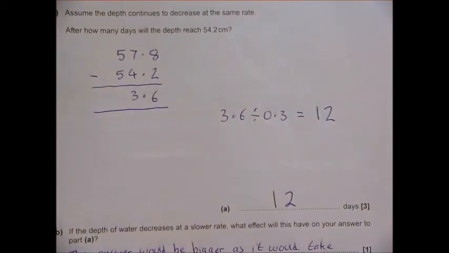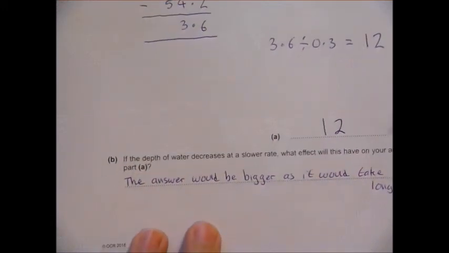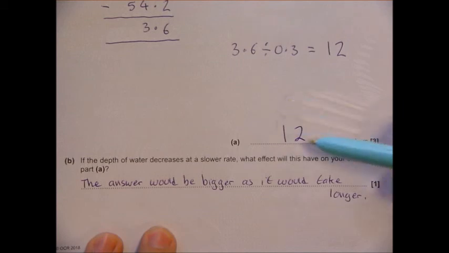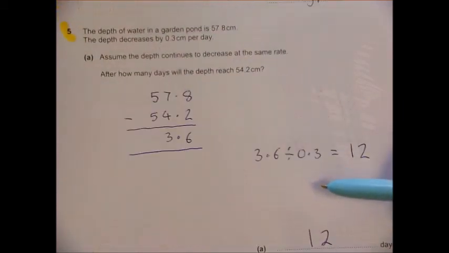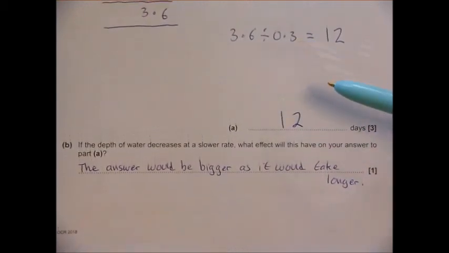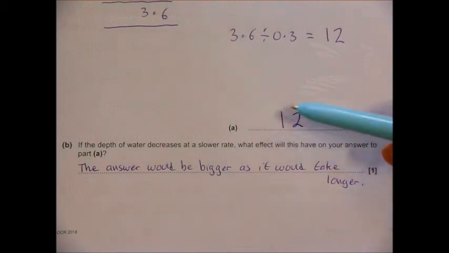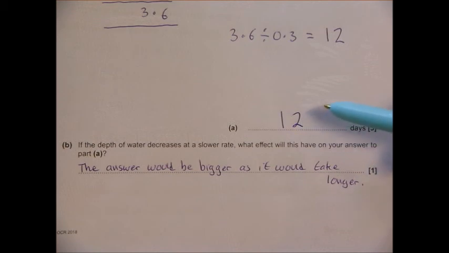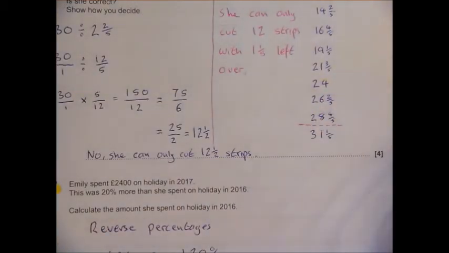Part B. If the depth of water decreases at a slower rate, what effect will this have on your answer to part A? So at the minute it could be draining away, evaporating. I don't think we're quite told. It just says it goes down. At the moment it's going down by 0.3 centimeters a day. So if that decreased at a slower rate, maybe 0.2 centimeters a day, what effect would it have on this answer here? Well, if it's losing water slower, the answer would be bigger as it would take longer.